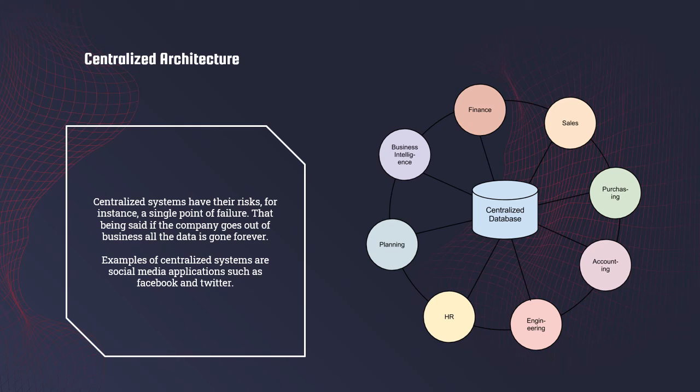On the right, we can see a diagram with a centralized database. This means if the centralized database goes down, the architecture will fail as everything links back to the one database.